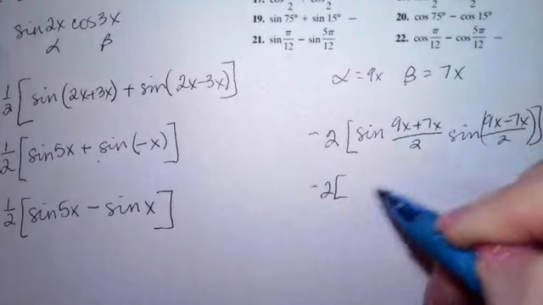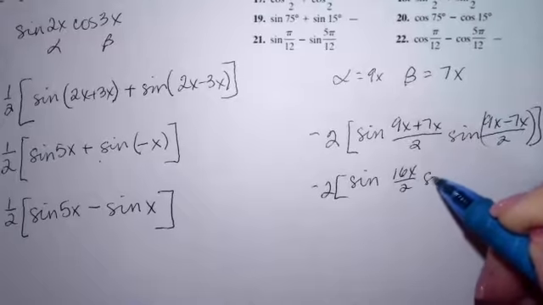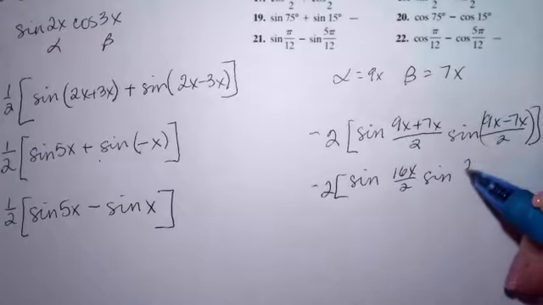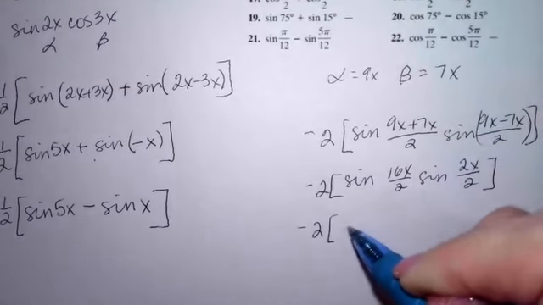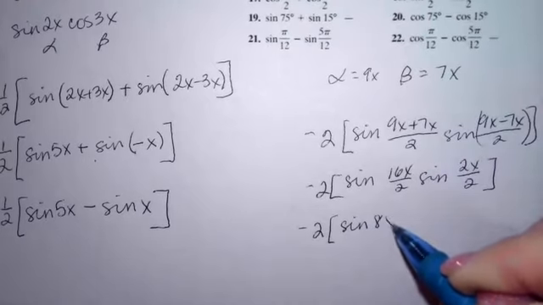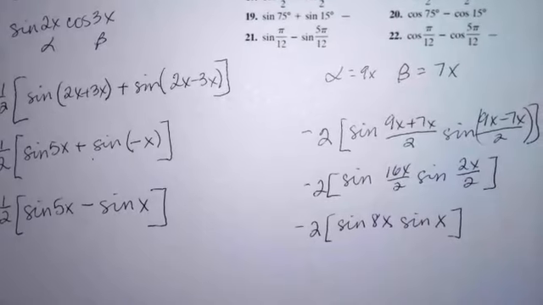So then we've got sine of 16x over 2, and then we've got 2x over 2. So this ends up being sine of 8x times sine of x, and that's all we have.